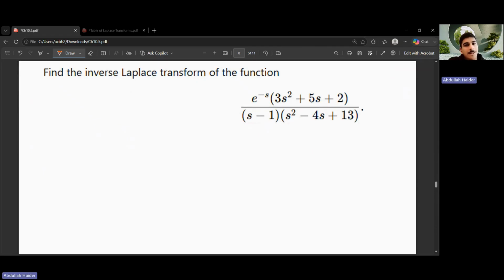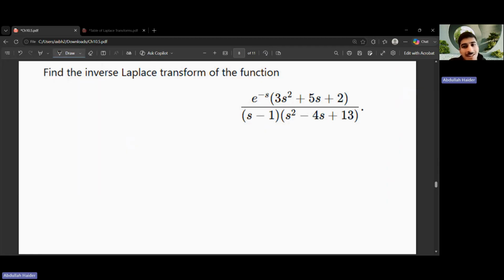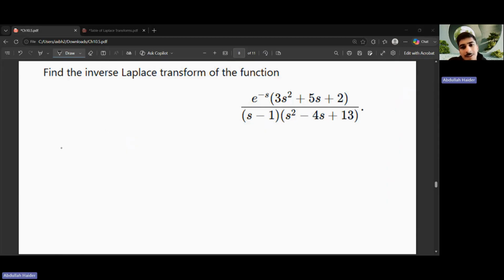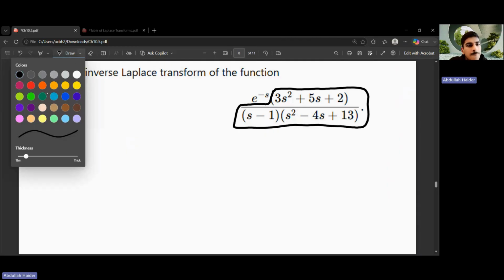So find the inverse Laplace transform of the function. It's actually literally the same idea as what we did in the initial value problems. But let's see, I think there is something which should be of interest here. So we will ignore the e power minus s and do the partial fractions of this.